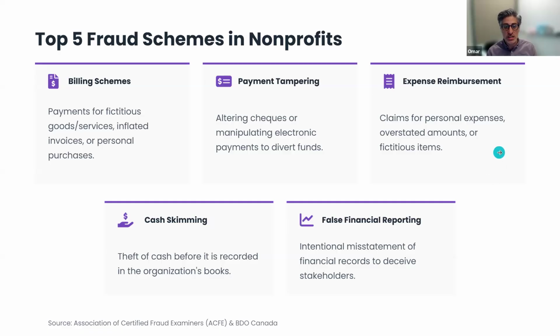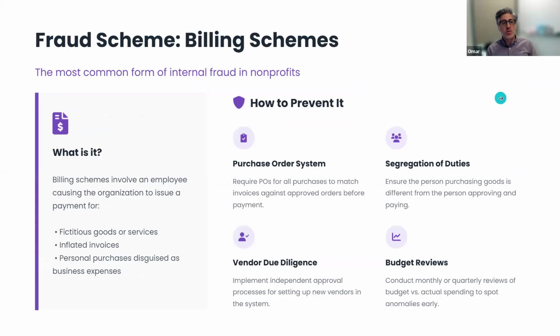So let's dive into each of these in a little bit more detail. Billing schemes, which are the most common form of internal fraud in nonprofits, what are they? Well, billing schemes involve a situation where an employee causes the organization to issue payment for, like I said previously, fictitious goods or services, inflated invoices, or personal purchases disguised as business expenses. So, what are some of the steps that you can take in order to prevent billing schemes in your organization? One is a purchase order system, so requiring POs for all purchases that match invoices against approved orders before payments.